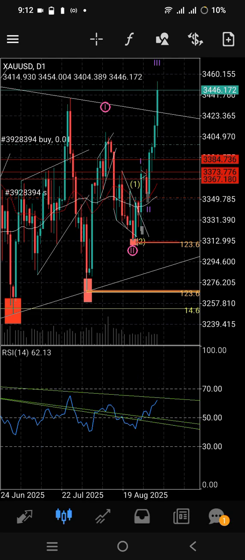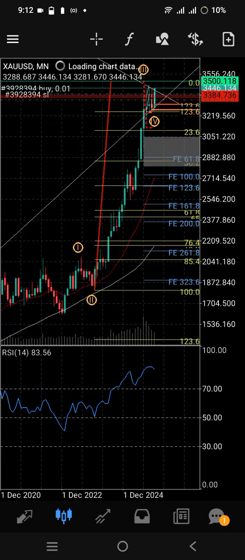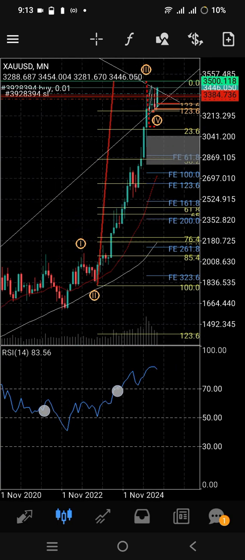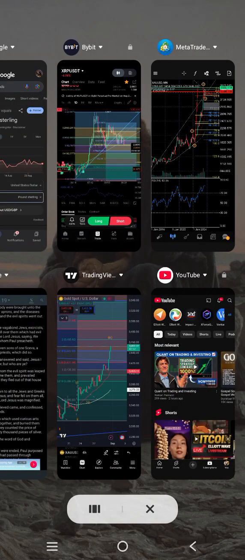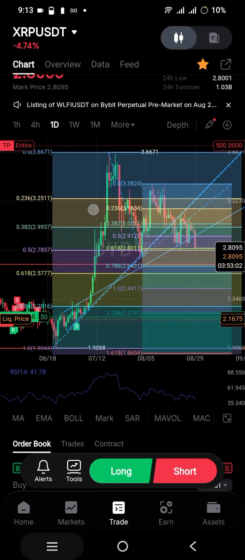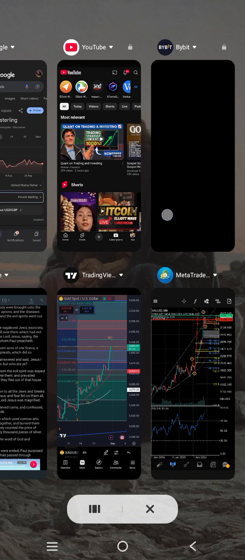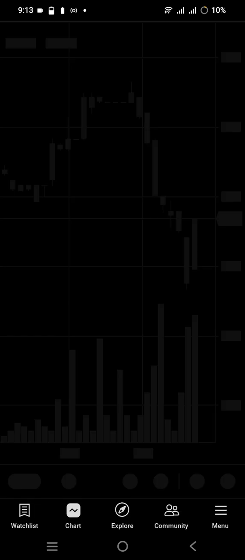All right. This is my gold trade on the wrong chart. On TradingView, I have an overall count of the market, so I could see where we were at this current point in time. Let it load up.